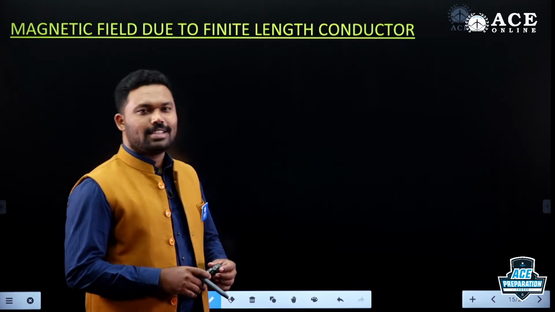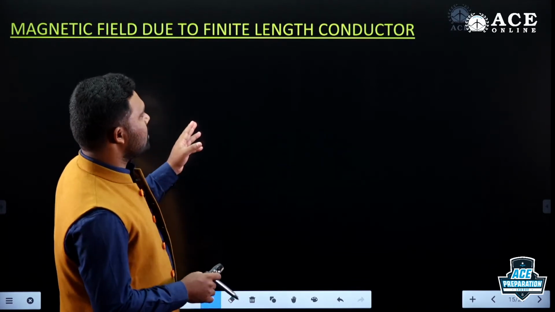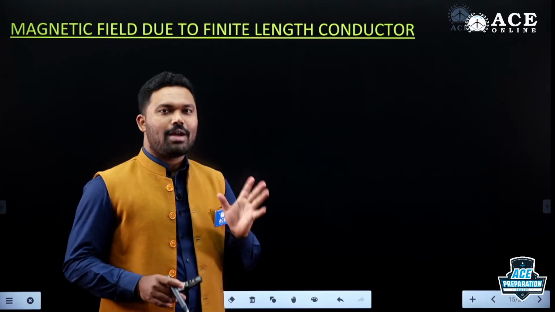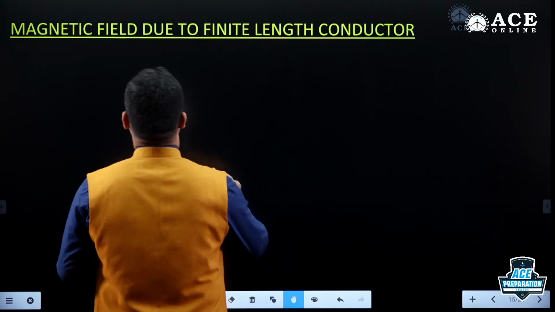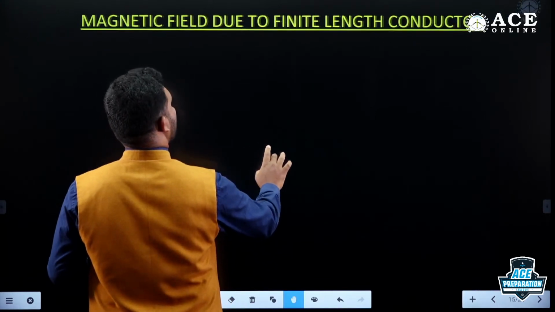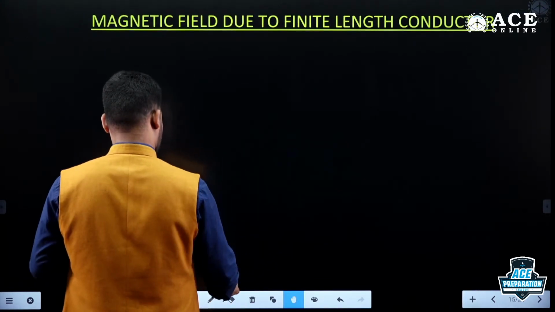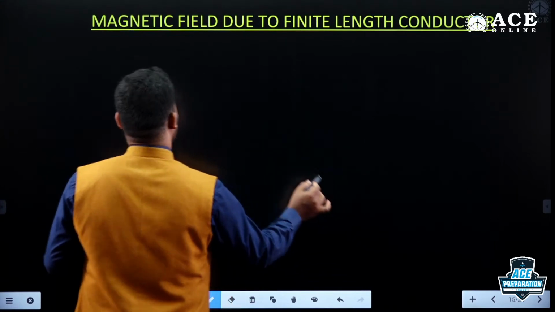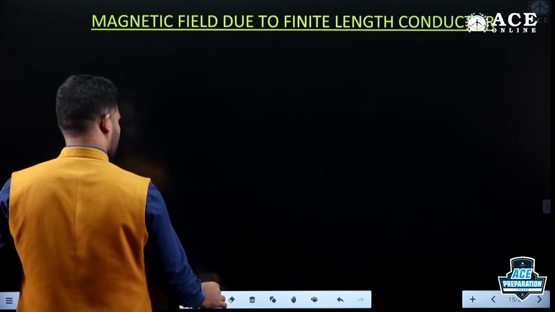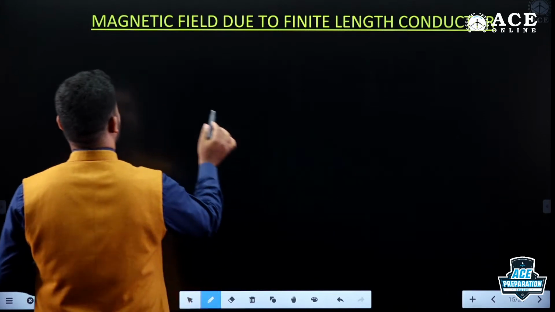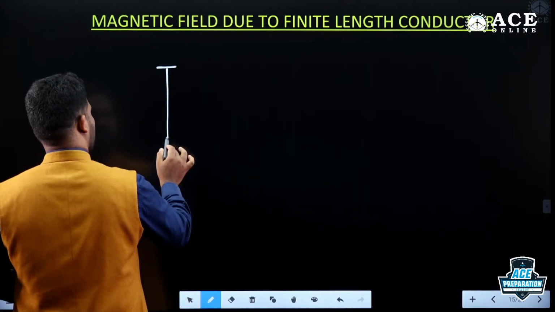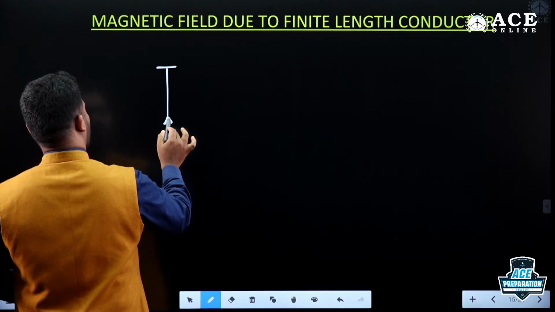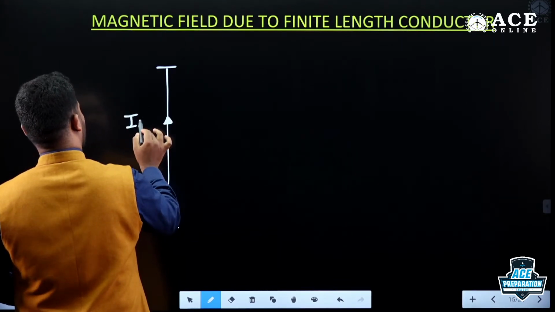Okay, welcome back. Now let us deal with some concepts related to magnetostatics. Fine. So now let us take one formula here: the magnetic field due to a finite length conductor. Let us consider a current carrying conductor with boundaries. It is a finite length conductor which is carrying the current I amperes.